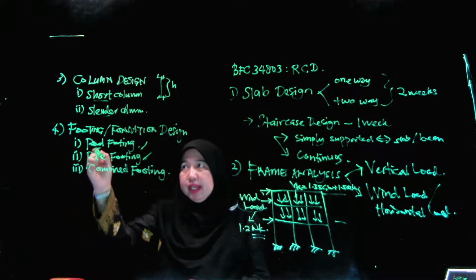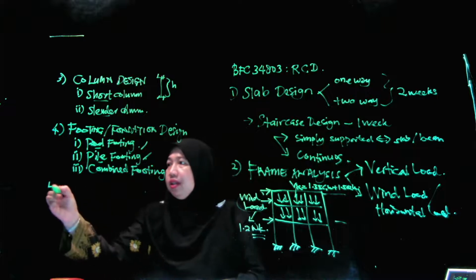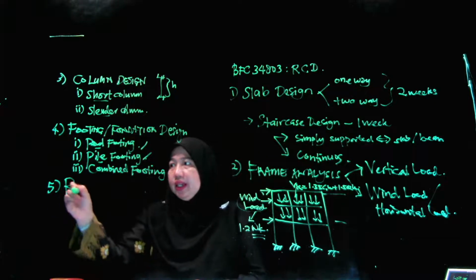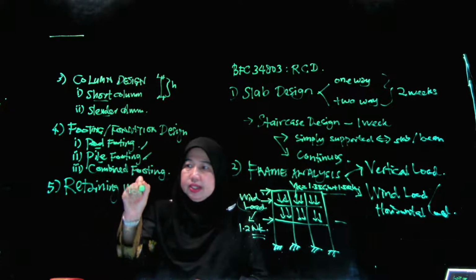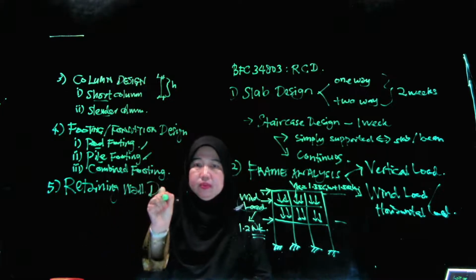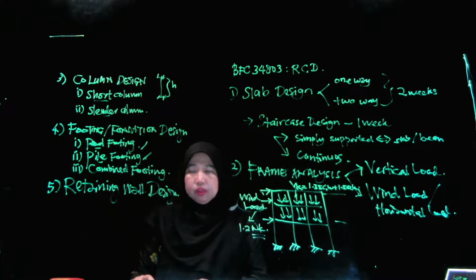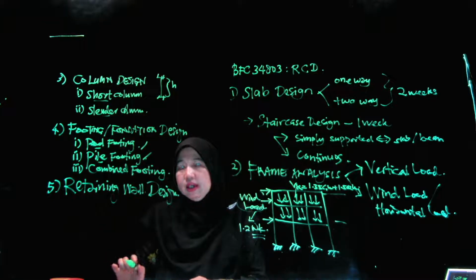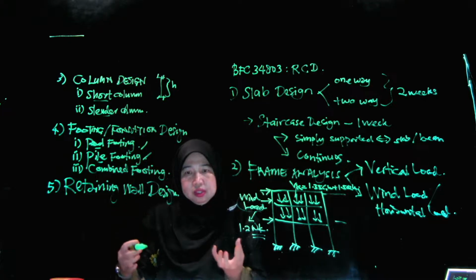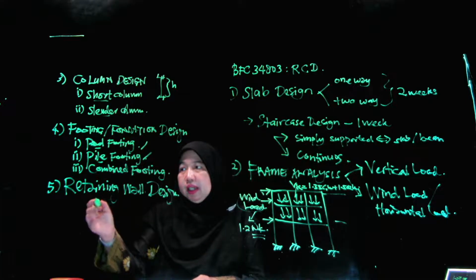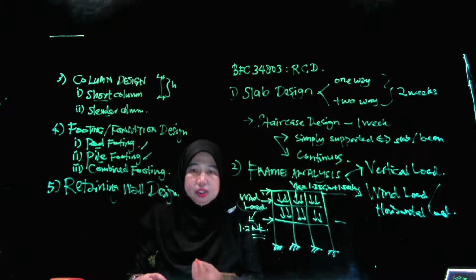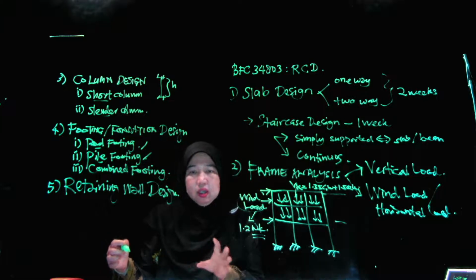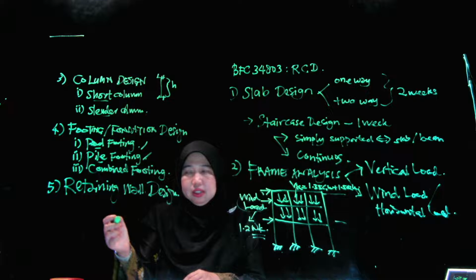But the main are two types of footing, which are pad and pile, and the last one is retaining wall design. For this topic, we will have different types of retaining wall, and you will see how the different cases of the retaining wall will give you a different design and how you need to calculate for the retaining wall design.